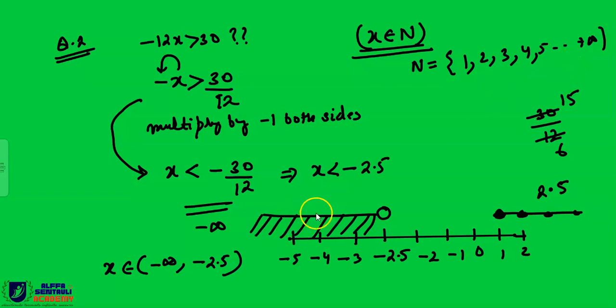So whatever solution you are getting, that solution will be the empty set. It means you are getting no solution, a null solution, correct? So your answer will be no solution.